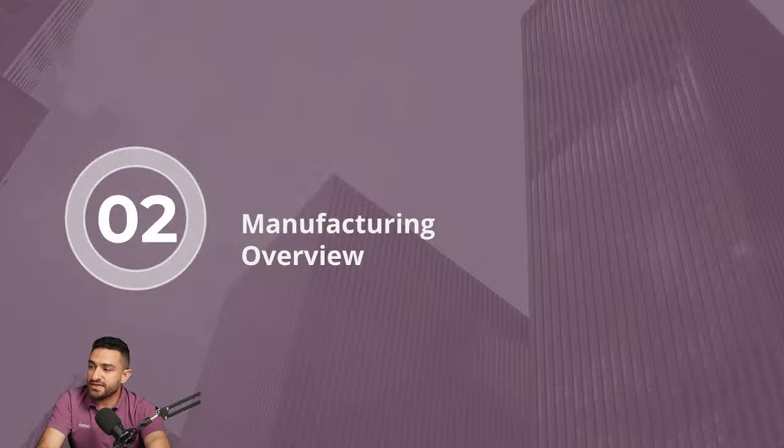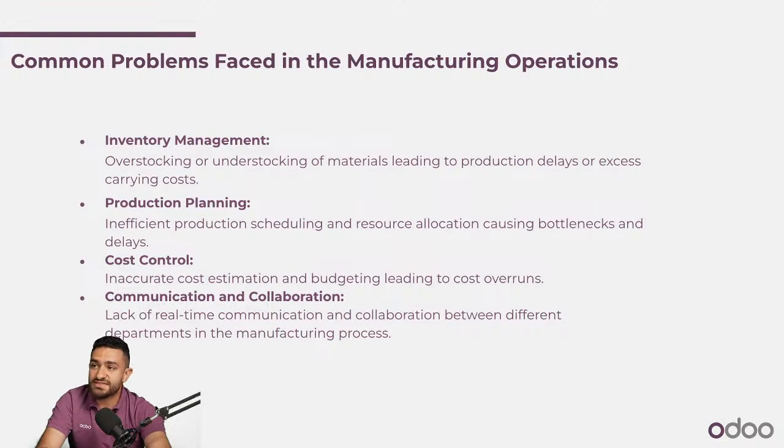Okay, and for now, let's see our manufacturing overview and what are the common problems faced in manufacturing operations. As many of us in industry know, the main challenges are inventory management, overstocking or understocking of materials leading to production delays or excess carrying cost. Production planning, inefficient production scheduling and resource allocation cause bottlenecks and delays. Also cost control, which is very important for us to manage, as inaccurate cost estimation and budgeting lead to cost overruns. And communication and collaboration between our departments, between our production manager and our inventory manager, between the procurement and sales. All this can be done through Odoo.